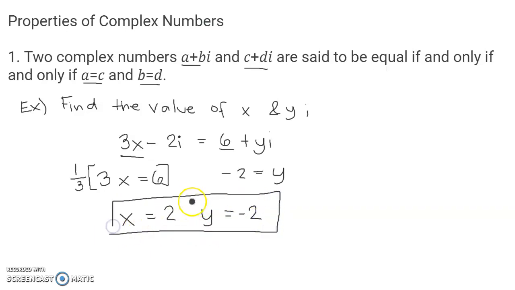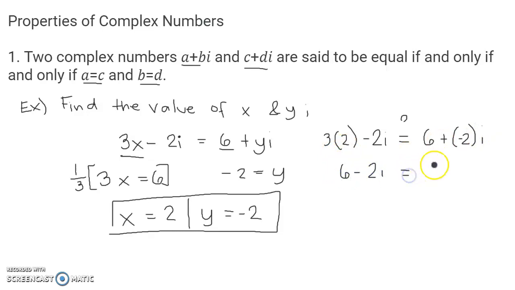If we want to check if our answer is correct, we substitute the values of x and y into our original equation. So we have 3 times x, which is 2, minus 2i. Then on the right hand side, let's check: 6 plus our y, which is negative 2i. So 3 times 2 is 6, minus 2i. Is it equal to the right hand side? So these two are equal. Therefore, the values of x and y are 2 and negative 2.